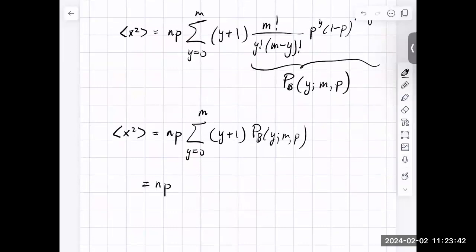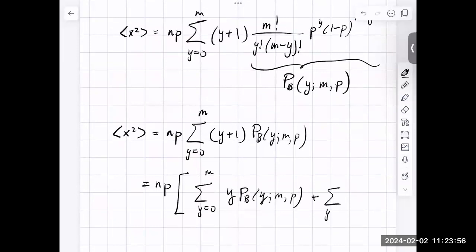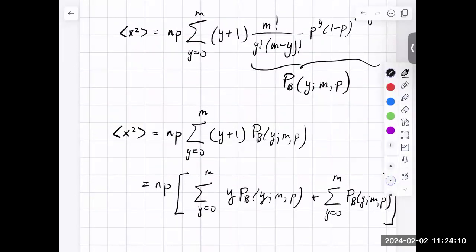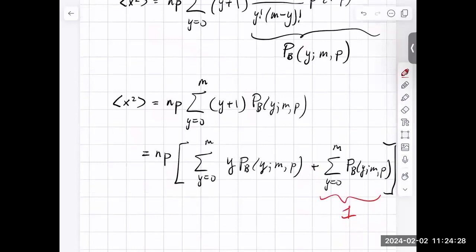So then this is np, sum y equals 0 to m of y times the binomial distribution, plus the sum y equals 0 to m of just 1 times the probability distribution. So it's just the sum of the probability distribution. Okay, good. And then close my brackets. All right, we've done this a bunch of times. The sum over the probability distribution is just 1. What is this first one going to give us? The average of y, right, exactly.